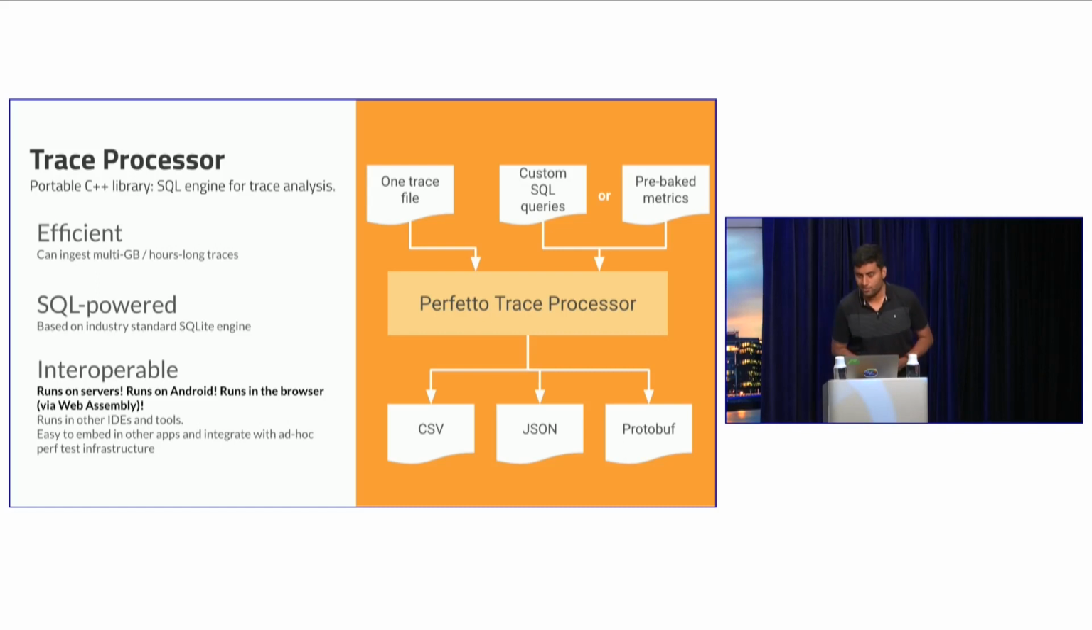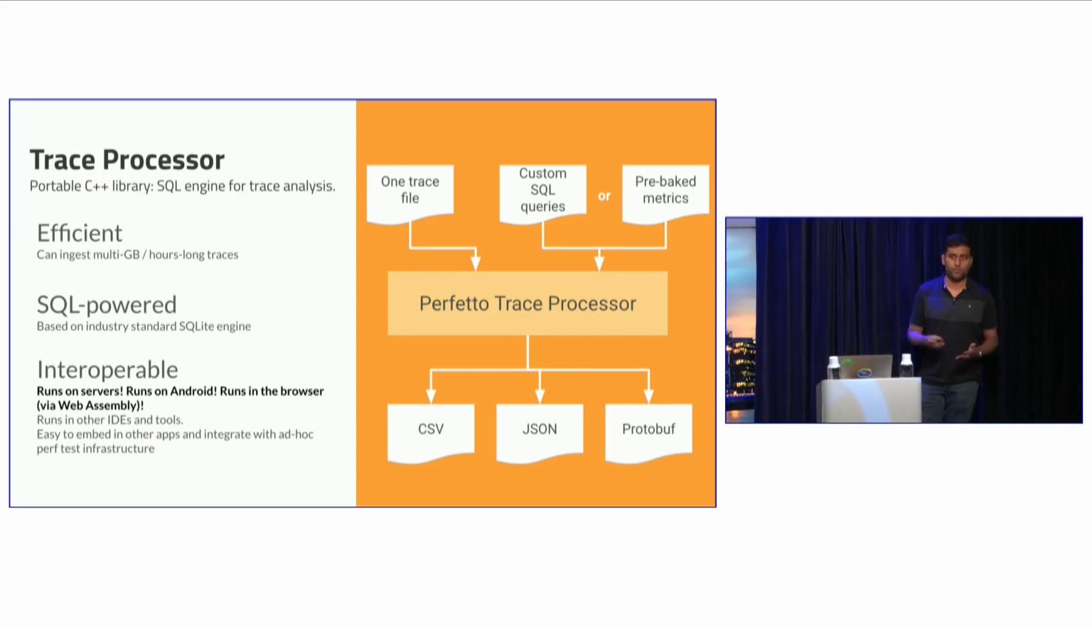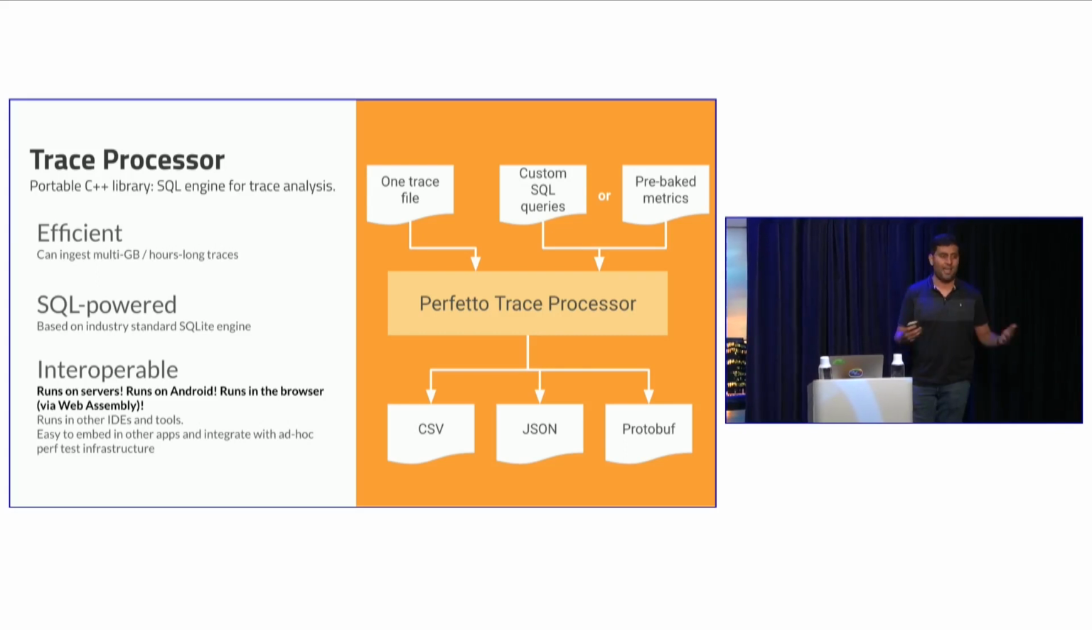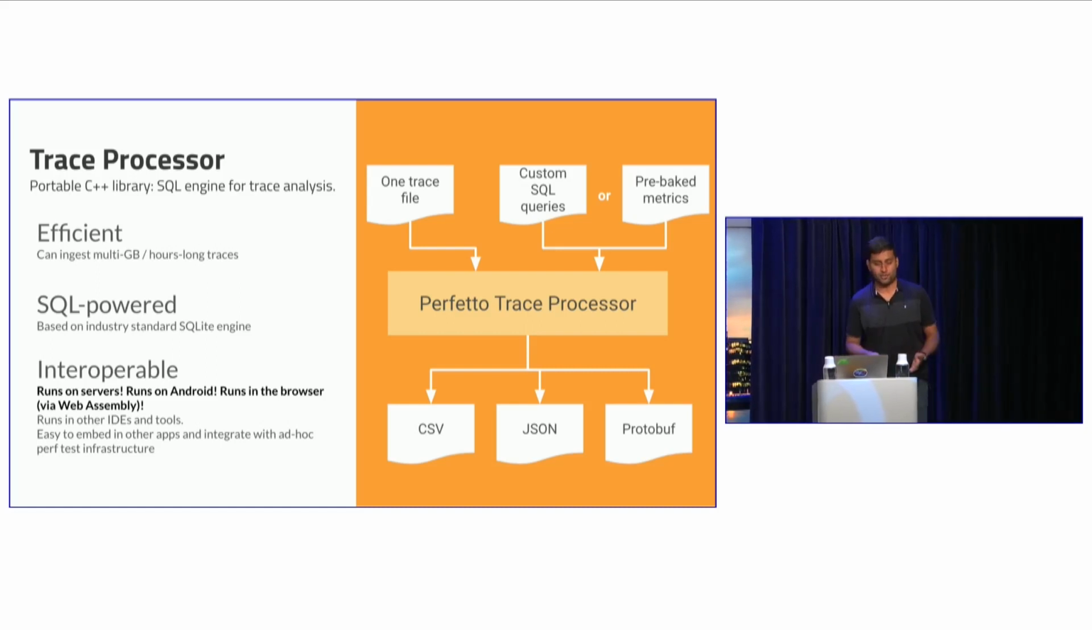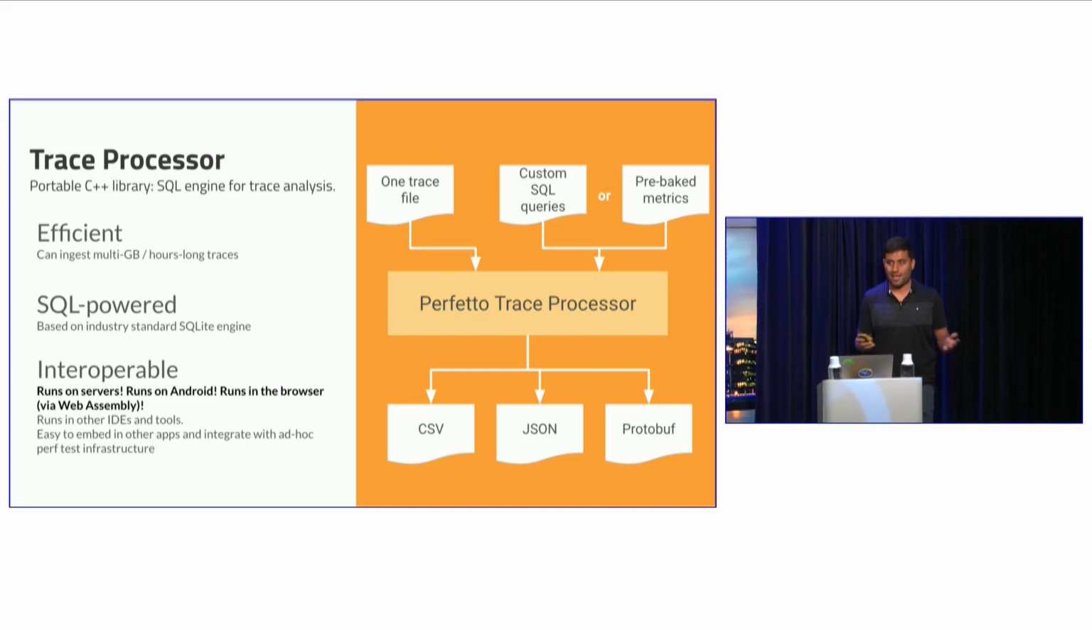Trace Processor is the analysis engine for Perfetto traces. Perfetto traces are optimized to be very fast to write, but not so much to query and do analysis on. So the job of Trace Processor is to take in a trace and then provide some sort of interface to allow efficient analysis. We support up to multi-gigabyte traces. I think the maximum we've ever tested on is a 21 gigabyte trace, which spanned multiple hours.